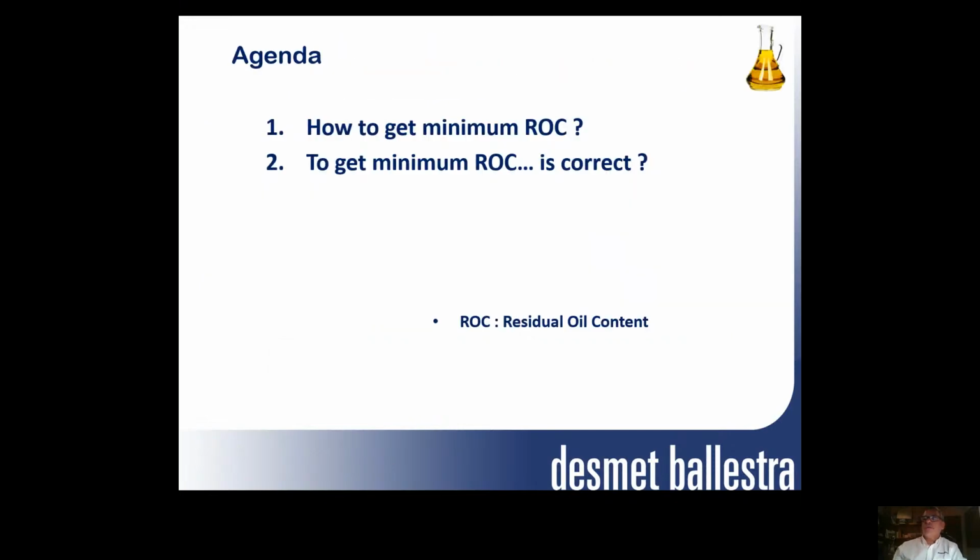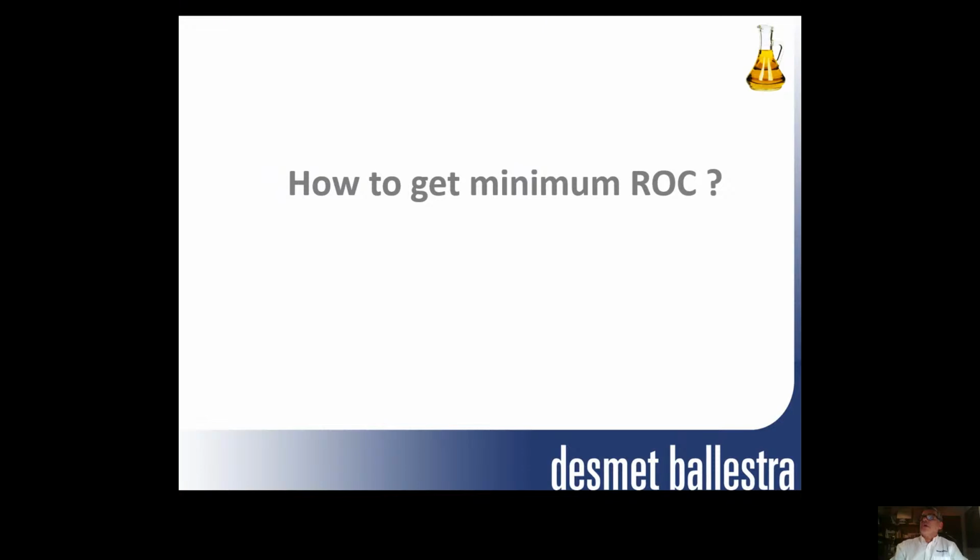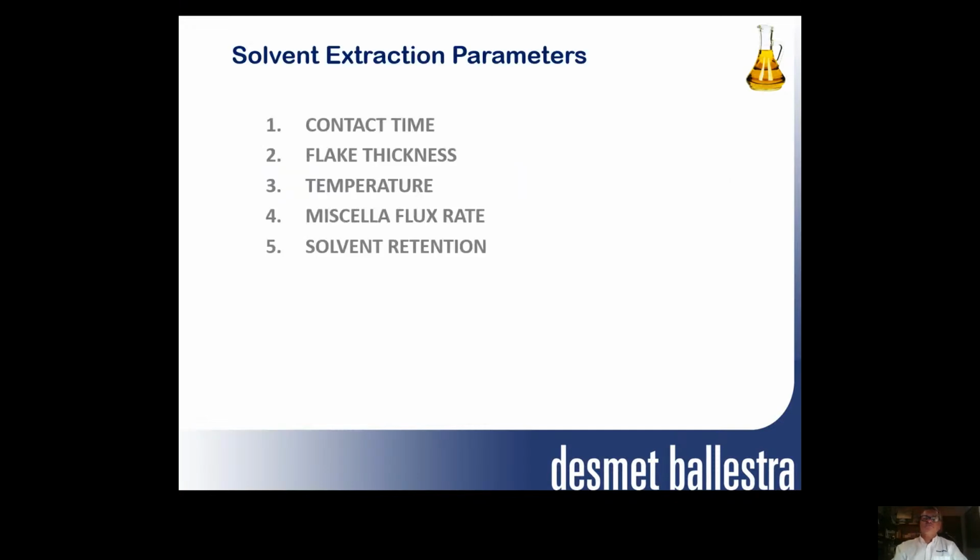Our agenda will try to give answers to two very important questions for operation in a crushing plant: how to get the minimum residual oil content, and whether getting the minimum residual oil content is the correct thing to do. First, how to get the minimum residual oil content. We can follow these 5 parameters to have a good approach on how to do it.